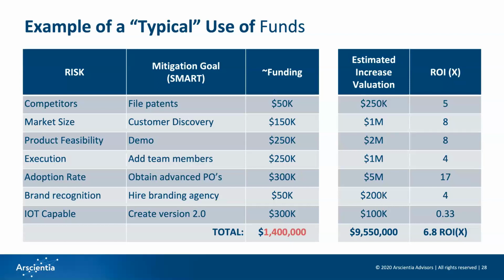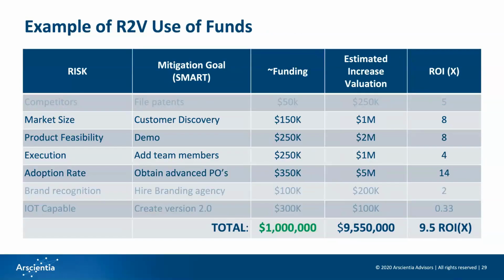So if we go through all of this, though, if we spent the 1.4, the value increase we estimate is about 10, and that's a 6.8x. That's really not good enough. So let's down select, and let's not file a patent right away. We'll file a provisional, but we don't file the entire patent. And the brand recognition, not yet. We're not going to do that yet because we can go talk to customers without that. But the IoT capable portion of it, we're not going to do that either.